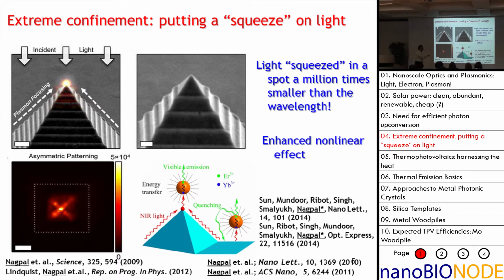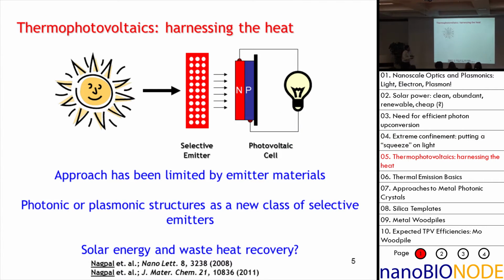The idea is to enhance this nonlinear effect, or this photon upconversion, by orders of magnitude, specifically at low photon fluences. So let's start with a very simple approach. Again, this sounds very exotic, but it's an approach that was started off by funding from the Army back in the 1940s or 50s, which is called thermophotovoltaics.